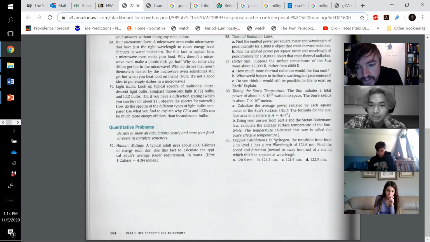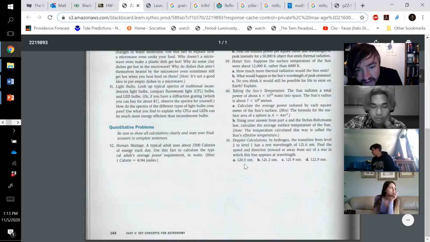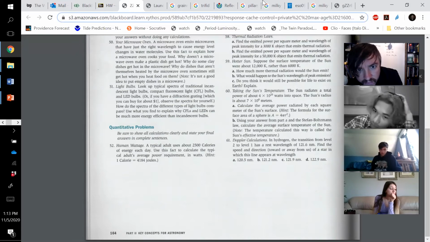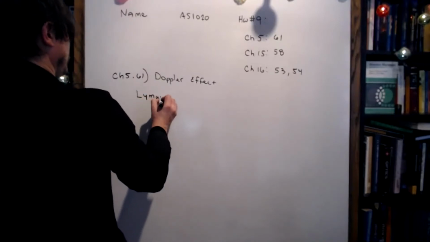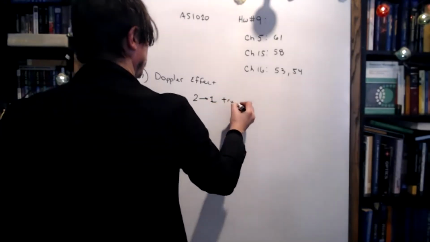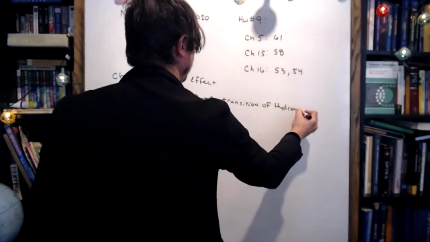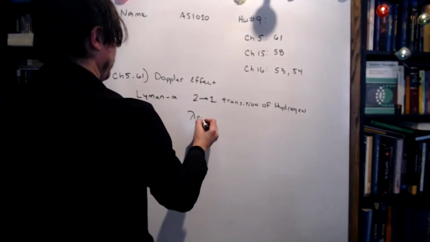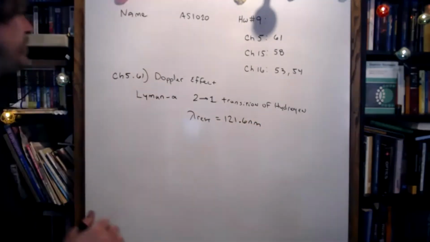Ultraviolet. Very good, Arunsak. It's known as Lyman alpha. Find the speed and direction of a star in which this line appears instead at the new wavelength, and they give us A, B, C, and D. So why don't we start by writing down 121.6. This is known as the Lyman alpha, or 2-to-1 transition of hydrogen. It has a rest wavelength of 121.6 nanometers.